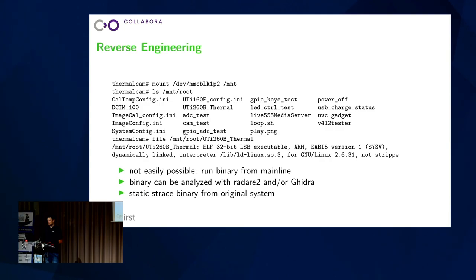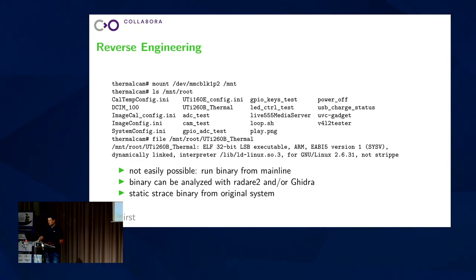What's unfortunately not possible, and it would make things a lot easier, is running this binary from the mainline kernel, because the interfaces are quite a bit different because of all these GPIOs. It's quite hard to run it. So I'm considering maybe writing some kind of wrapper for it, but that would already be quite a bit of work. And the Ghidra thing is actually working quite well.